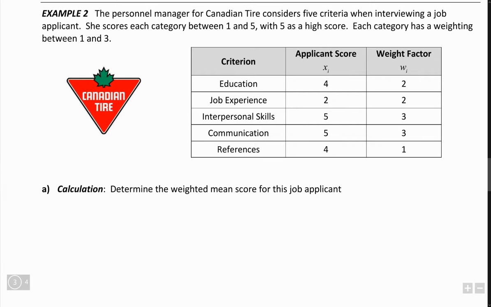Example number 2. The personnel manager for Canadian Tire considers 5 criteria when interviewing a job applicant. She scores each category between 1 and 5, with 5 as a high score. Each category has a weighting between 1 and 3. Calculation. Determine the weighted mean score for this job applicant.